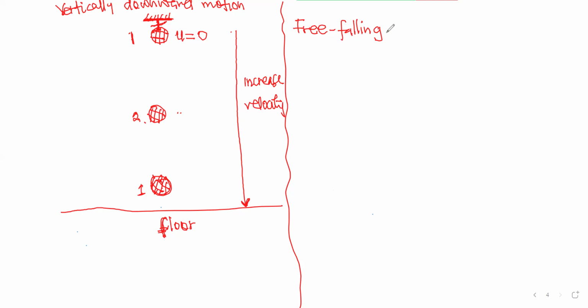And when a body falls freely, the body falls with a constant acceleration of approximately 10 meters per second squared. And that's the value of acceleration of gravity we've been using when a body is within the gravitational field. So when the body falls freely, the body falls with a constant acceleration of 10 meters per second squared.